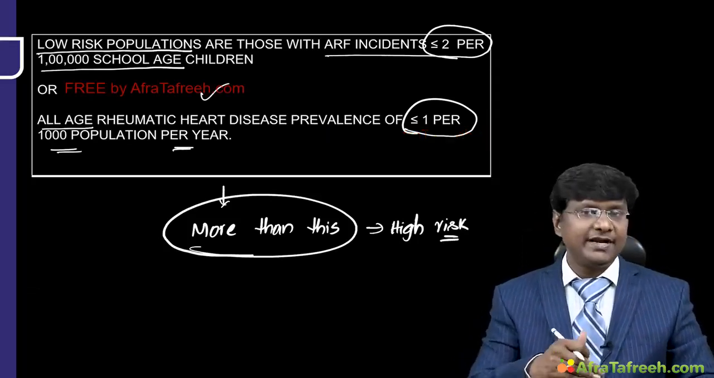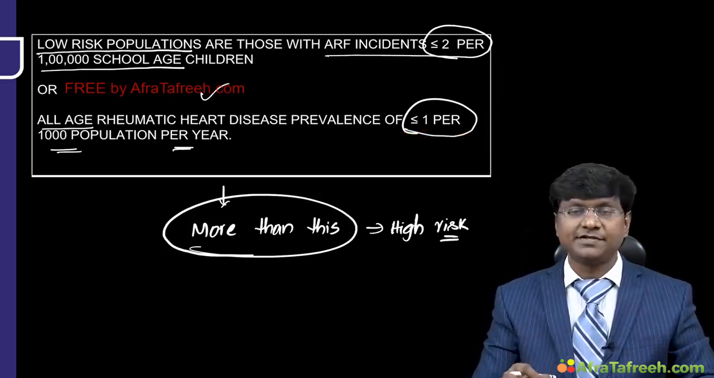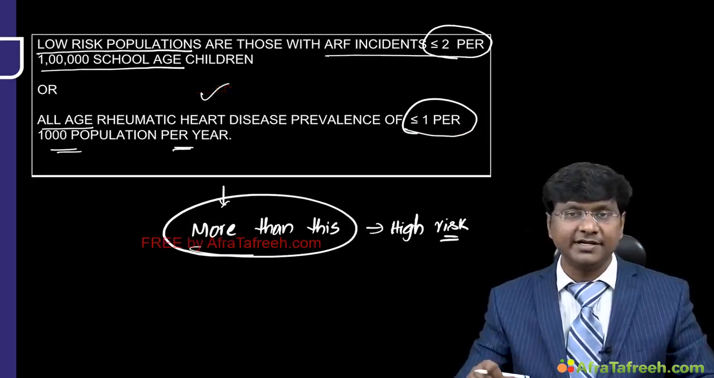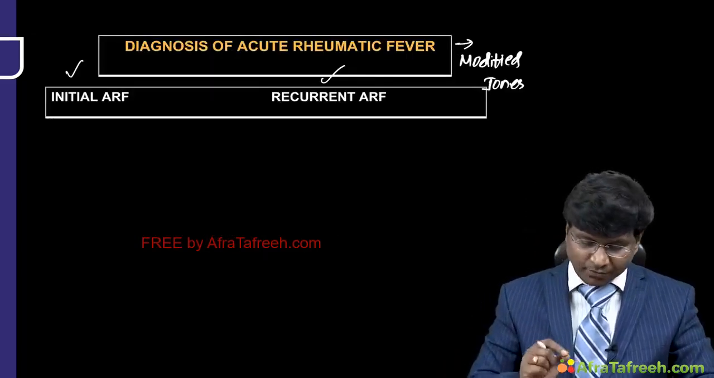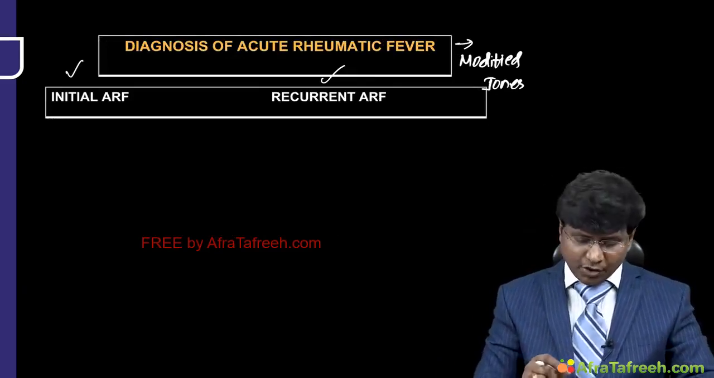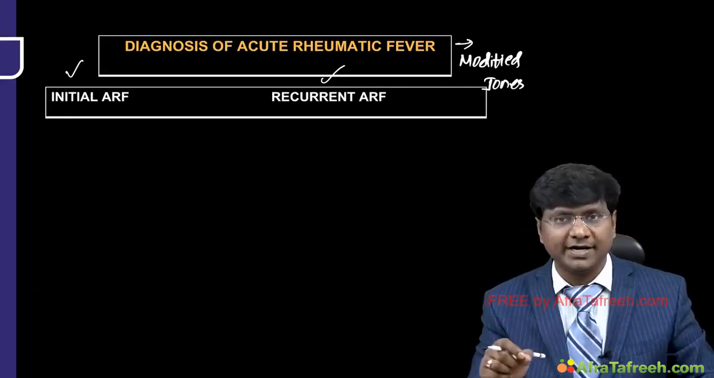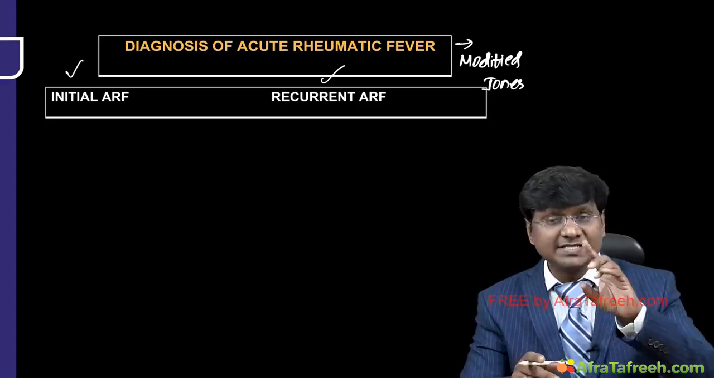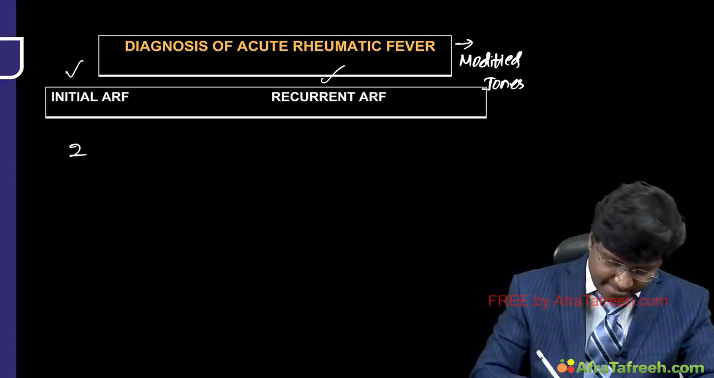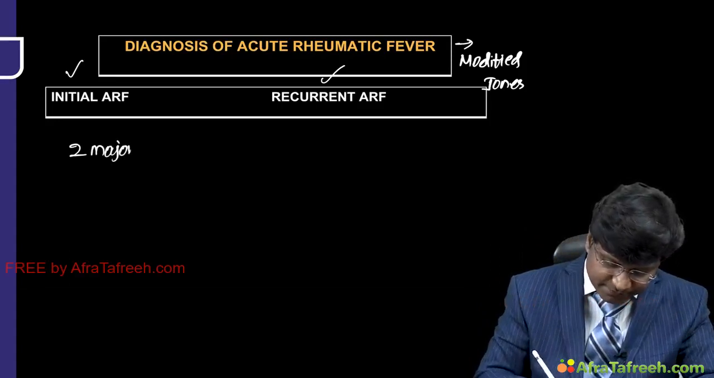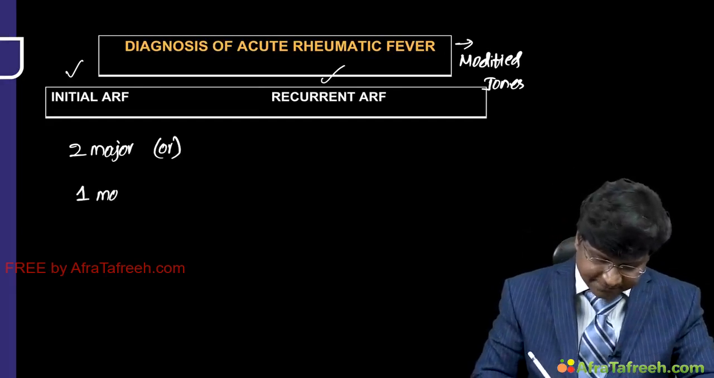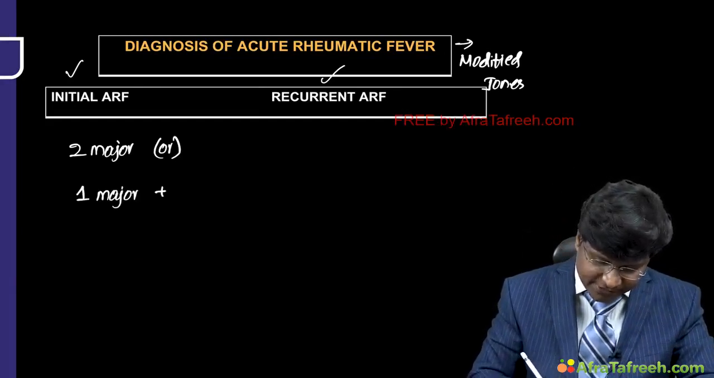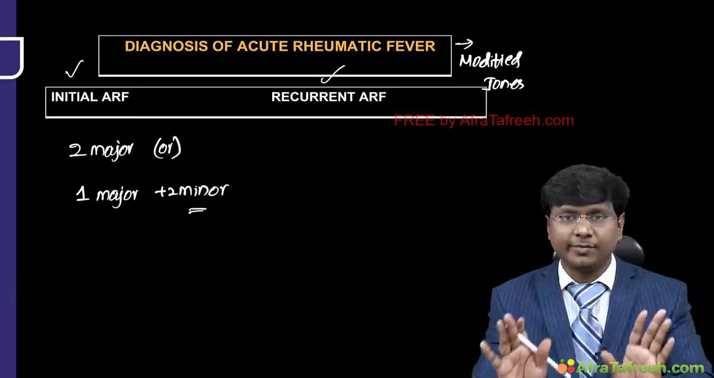Now, why did we divide into low risk and high risk? Because certain manifestations of major and certain manifestations of minor criteria are different in low risk and high risk populations. So now, first of all, to call it the initial acute rheumatic fever, that is the first episode, what is the diagnostic criteria? There should be two major manifestations, or one major plus two minor manifestations. That is for initial acute rheumatic fever.